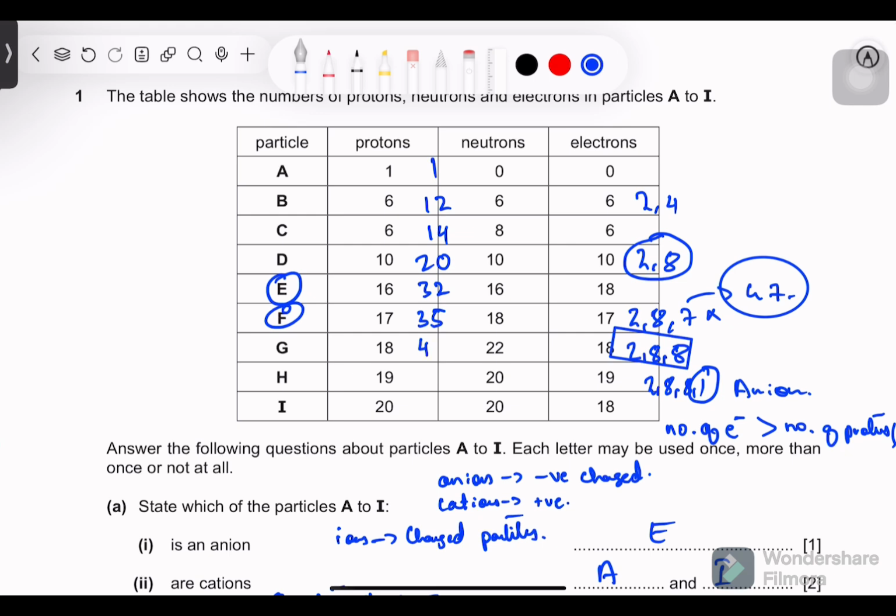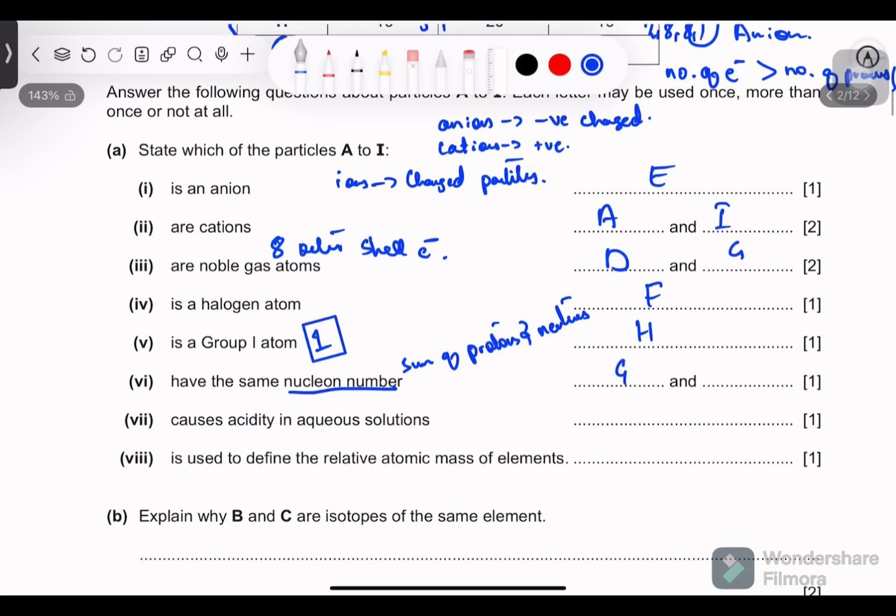Again 40, 39, 40. So G and I both have 40. So G and I is the correct answer. Causes acidity in aqueous solution. So the element responsible, or the particles responsible for acidity in aqueous solution, is hydrogen ions.